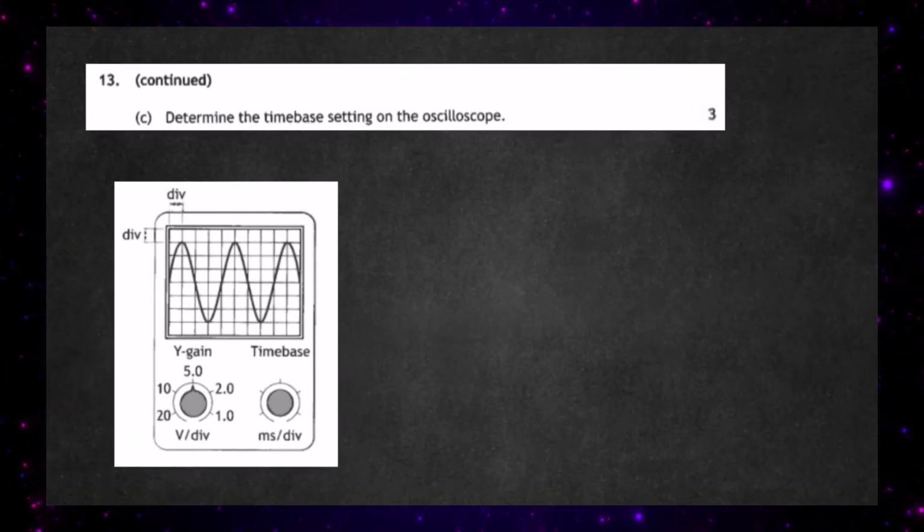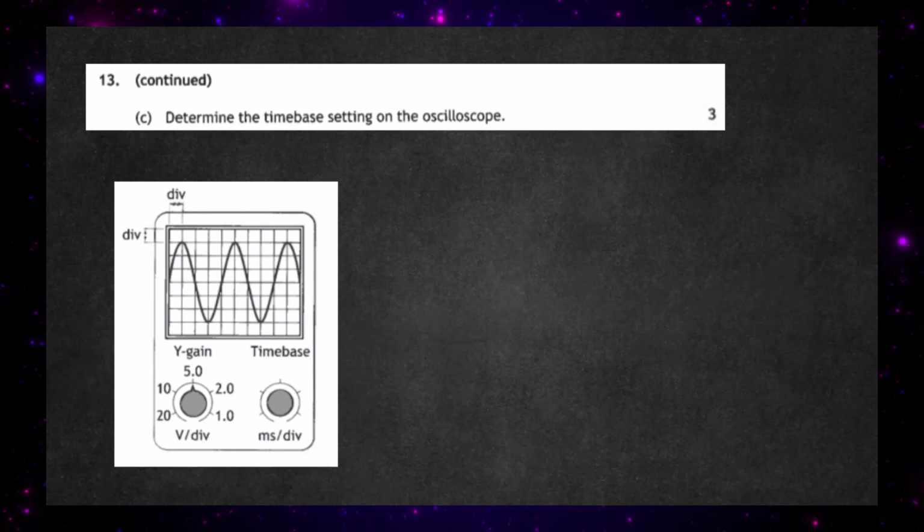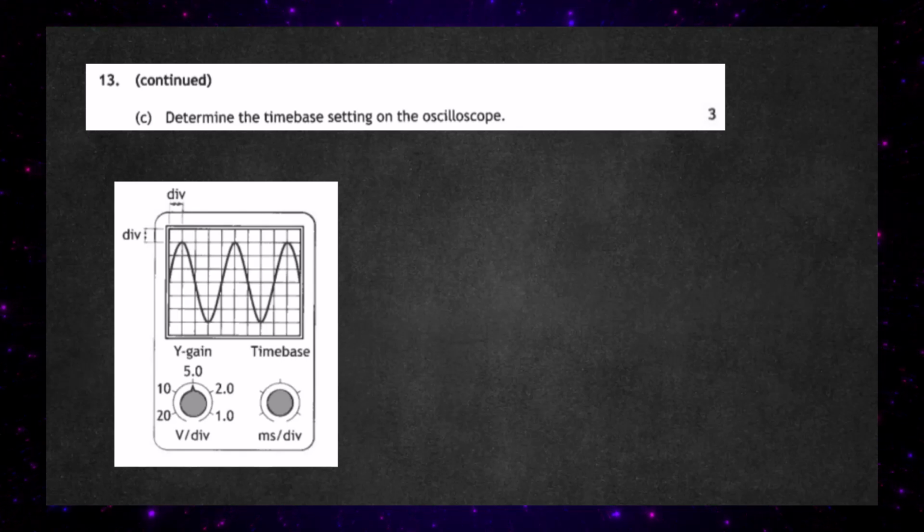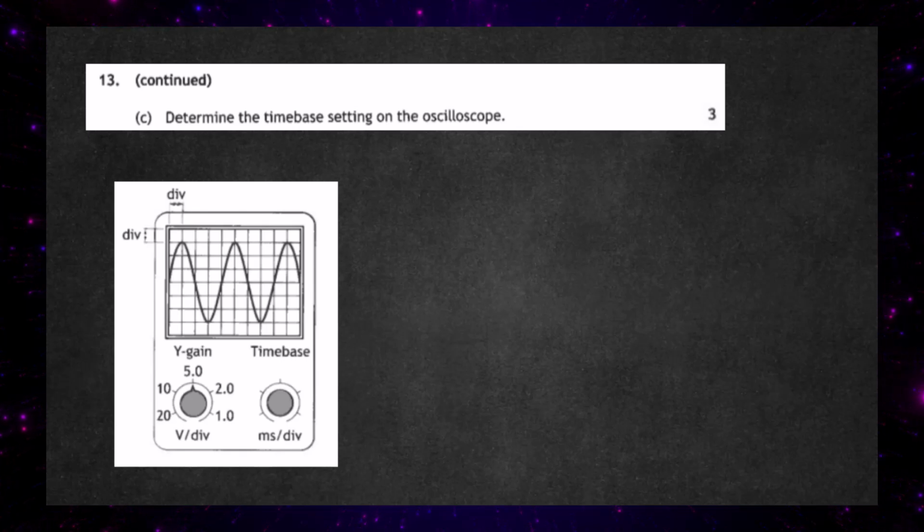Question 13 continued part C. Determine the time base setting on the oscilloscope. That's for 3 marks. Now, to find the time base setting, we have to first of all work out what the period of that wave is.